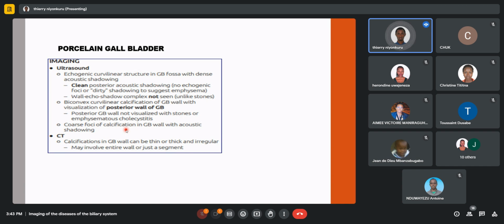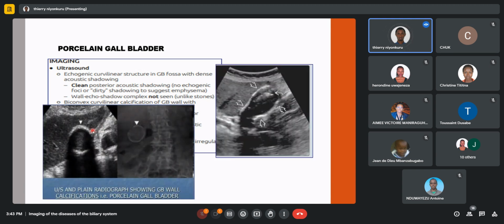While on CT we see this calcification in the gallbladder wall that can be thin or thick and irregular, and they may involve the entire wall of the gallbladder. So this is an ultrasound where we can see this calcification, which is involving the entire gallbladder wall with this posterior shadowing, because it is the calcification which is suggestive of porcelain gallbladder.